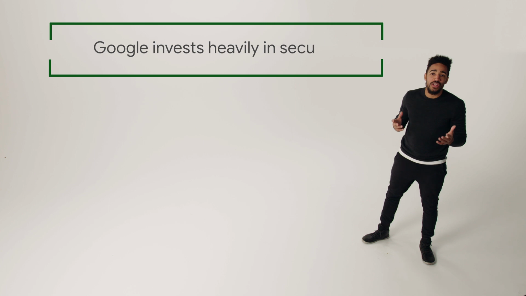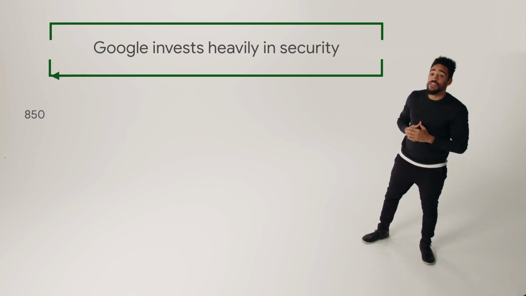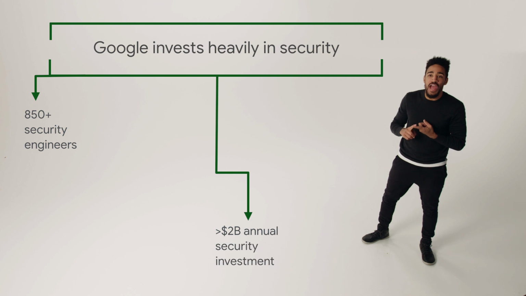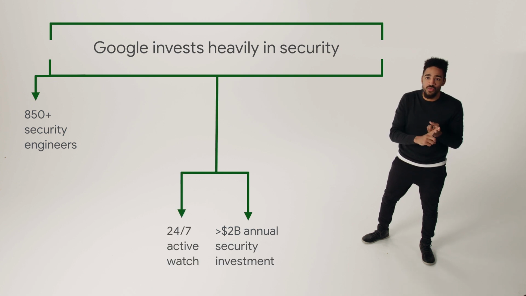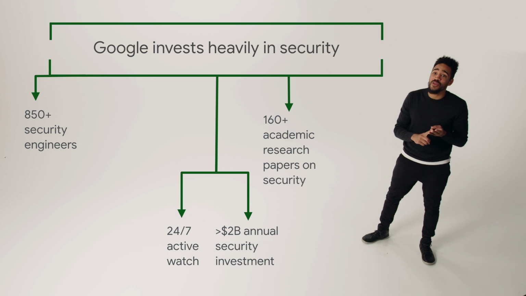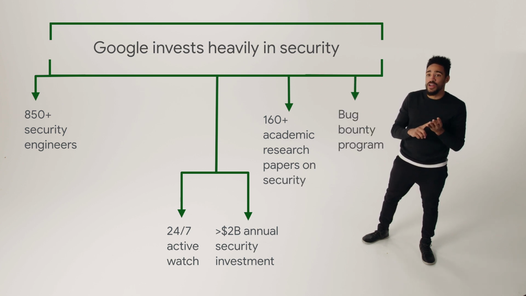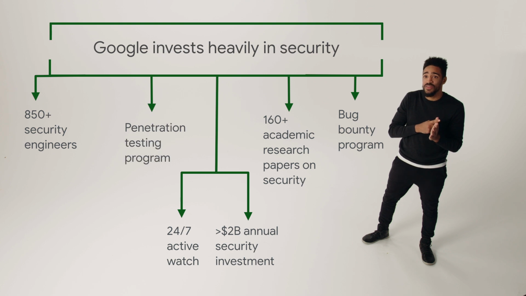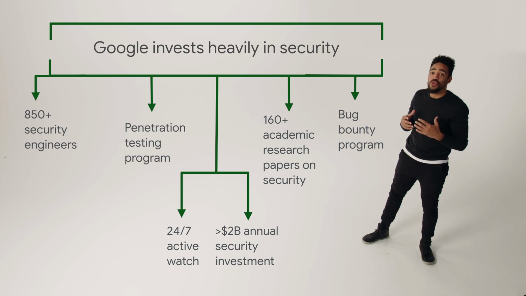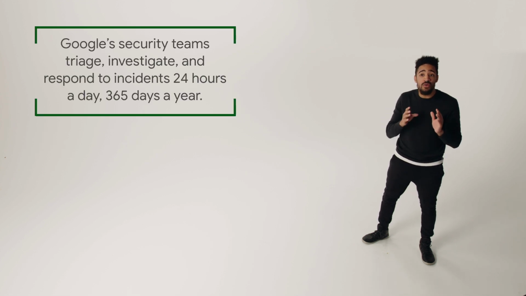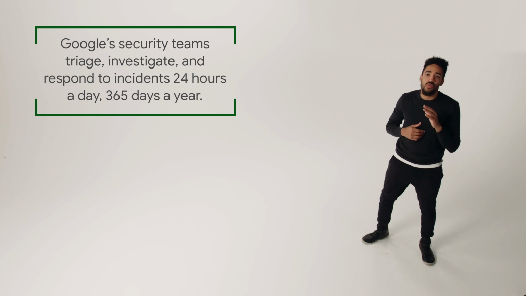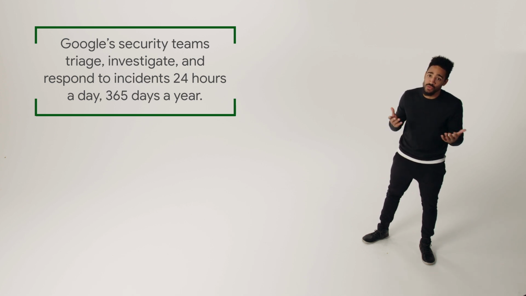So, how does Google Cloud really protect the physical and virtual hardware it provides? Well, check this out. As part of their ongoing efforts to secure the cloud, Google Cloud has 850 plus security engineers, 200 billion annual security investment, a 24/7 active watch, 160 plus academic research papers on security, a bug bounty program, a penetration testing program. This shows the level of investment Google puts into security. Google security teams triage, investigate, and respond to incidents 24 hours a day, 365 days a year, and conduct regular exercises to measure and improve security detection and response.